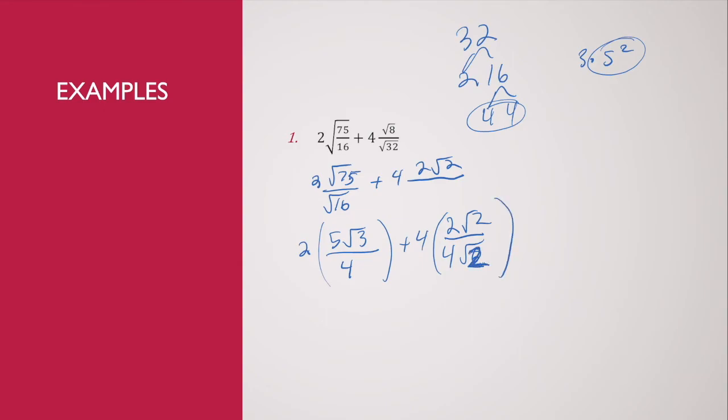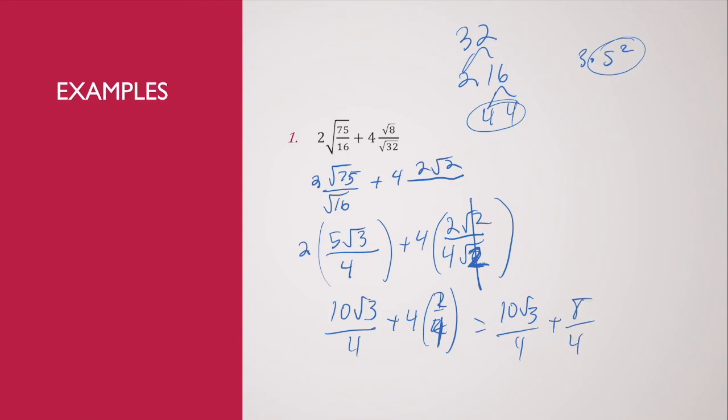My square root of 2's cancel. I have 10 square root of 3 over 4 plus 4 times 1/2. Well, I guess I should have left that as 2/4. So I've got 10 square root of 3 over 4 plus 8 over 4. So I have 10 square root of 3 plus 8 over 4. We can go ahead and take out a factor of 2. I've got 5 square root of 3 plus 4 over 2. Not the happiest of examples.